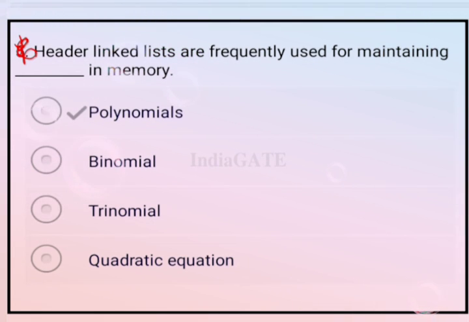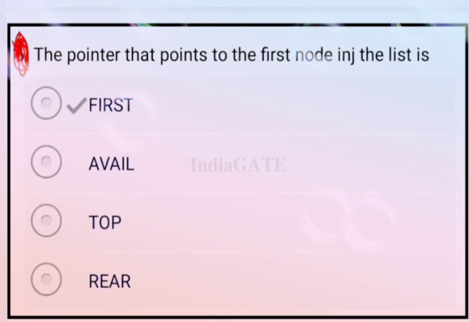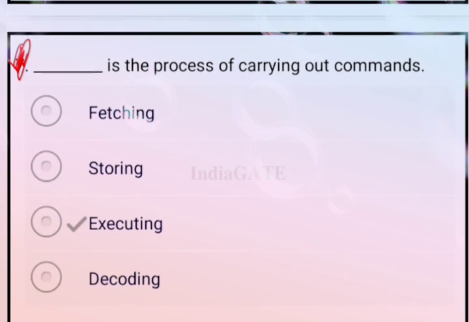Header linked lists are frequently used for maintaining dash in memory. So the answer for that question is polynomial. So option A is your correct answer. Now come to the next. The pointer that points to the first node in the list is, that is your first. Okay, now come to the next question.